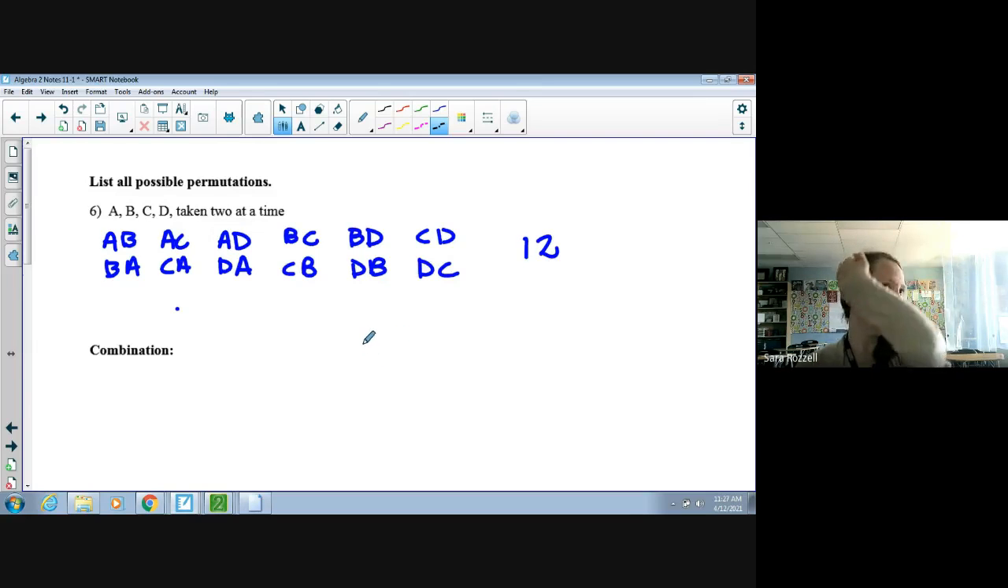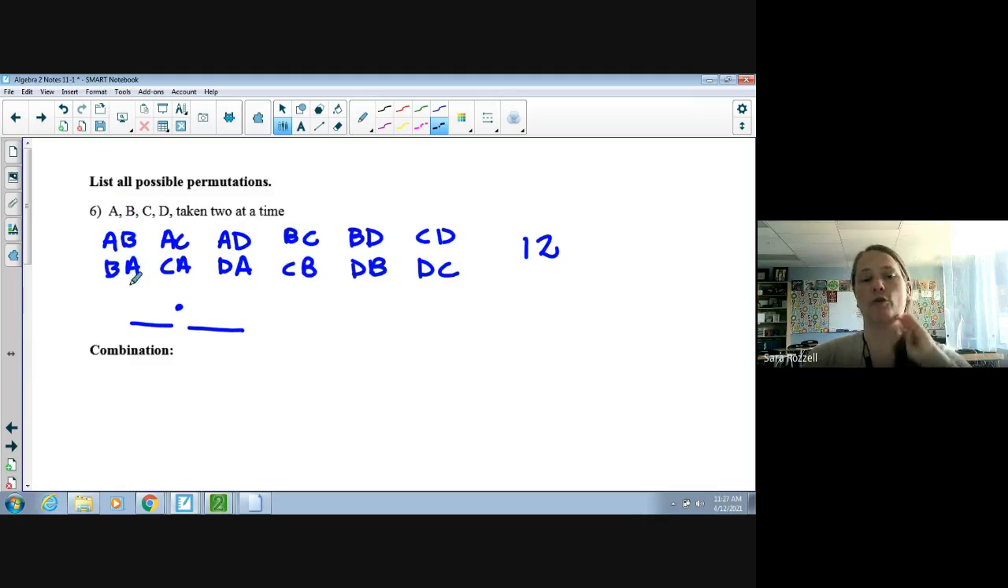So let's see if we can use what we know about permutations to figure out that that was going to be 12 without having to write them all out. So how many spots were we filling? How many places did we have to fill? We were taking how many at a time? We were taking 2 at a time, okay? We had our first letter and our second letter. How many options did we have for our first letter? We had 4 to choose from.